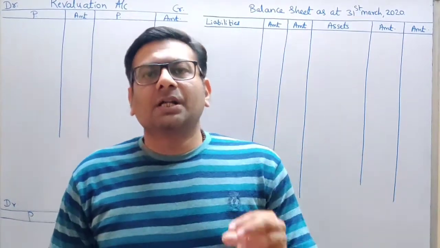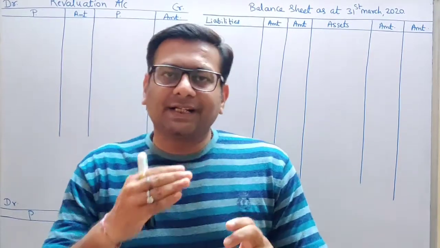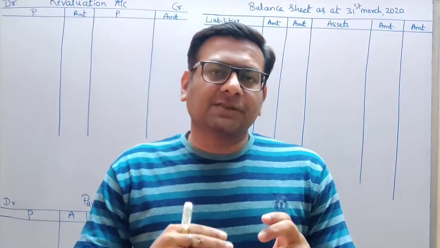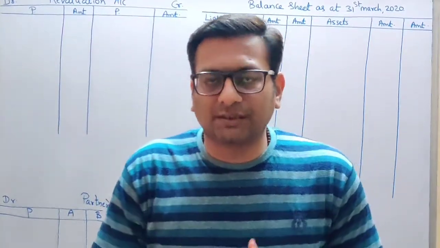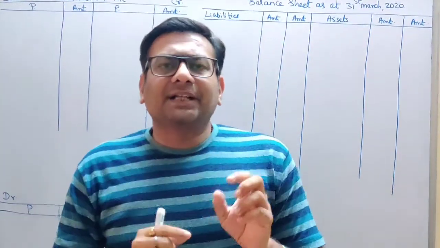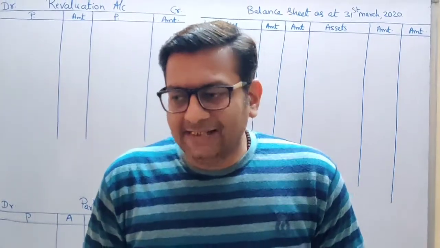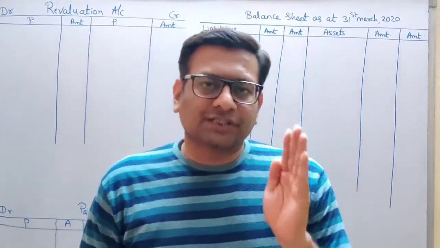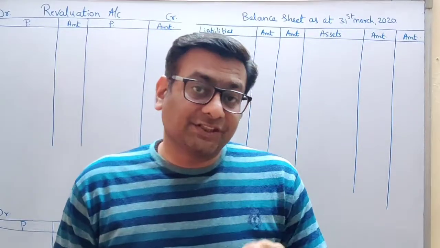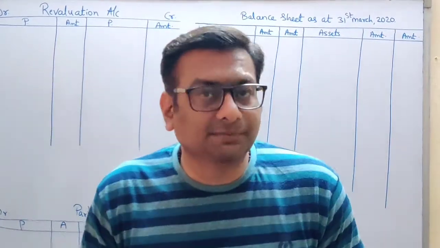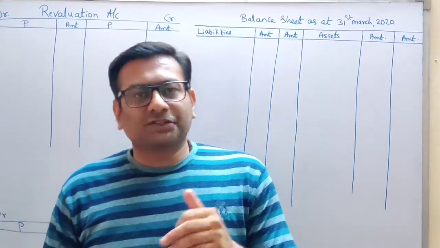In step 1, you read the adjustments, and for each and every adjustment you have to tick the item inside the balance sheet. I call step 1 ticking. So you have to read the adjustment and give a tick inside the balance sheet. Okay, so step 1 is ticking.